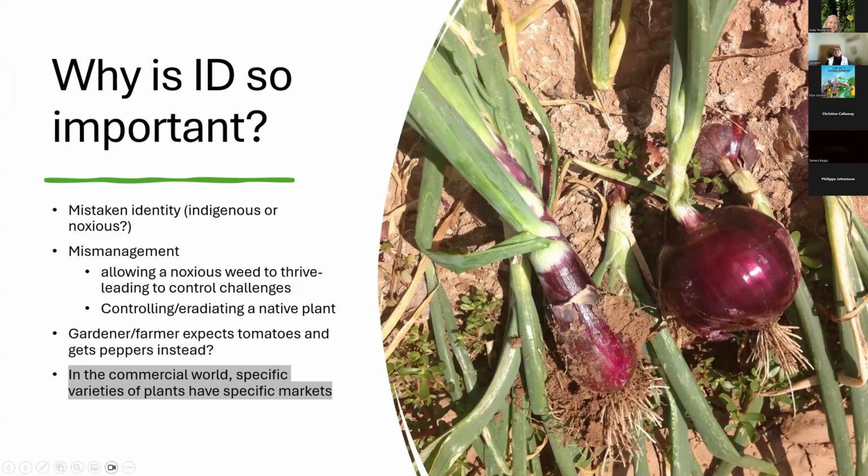So now this is a commercial example, but it was one that caused quite an economic negative to the folks involved. But identification is important in not just the commercial seed world, but everywhere. In this particular example, this is onion. And so this is an onion field that was established with seed.